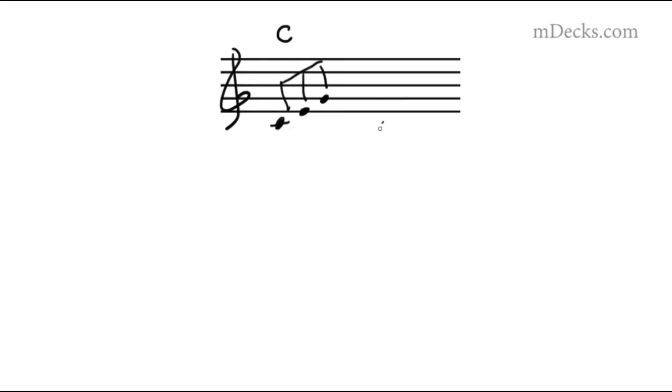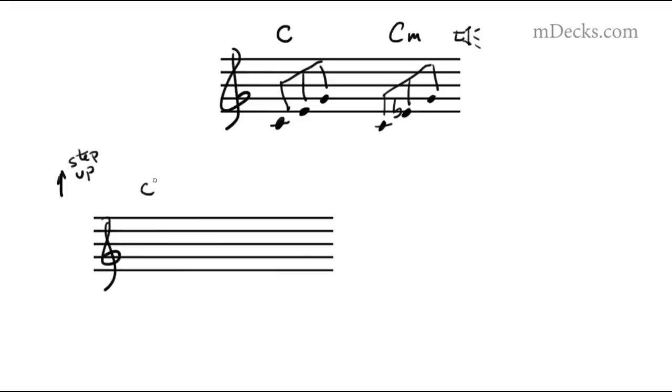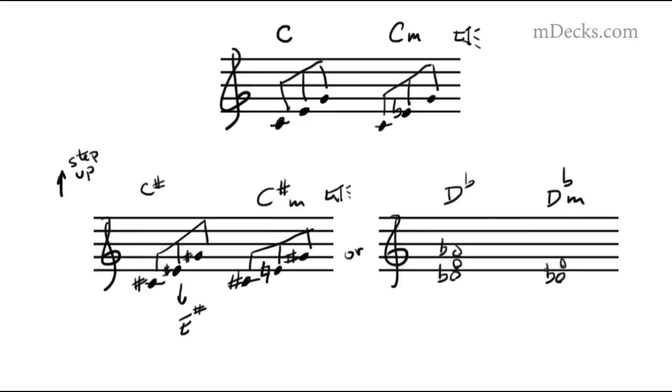In this example, the C major turns into a C minor triad. If we want to write this a half step above, we can write it in C sharp, and as we've seen before, we could write the note as an E sharp. Or write it in D flat, and then we will have to show this note as an F flat.